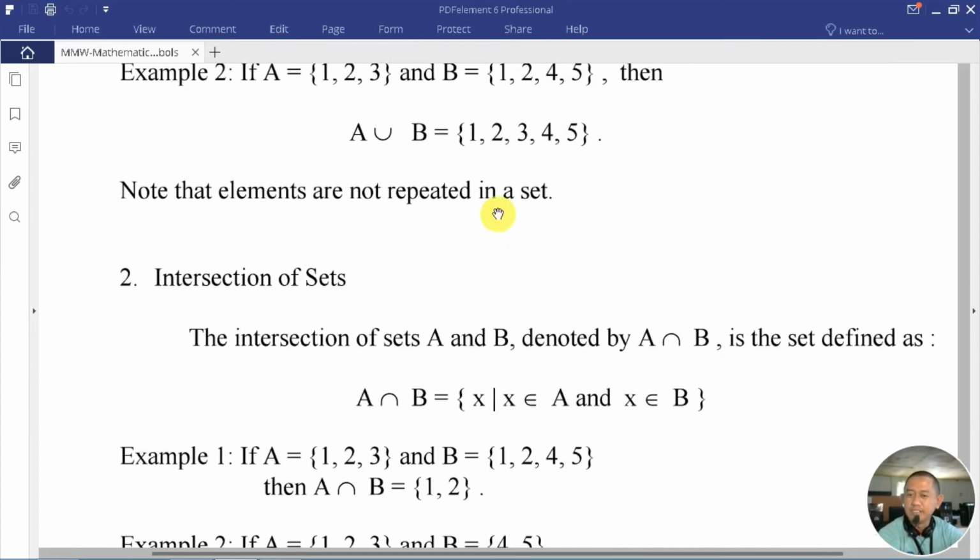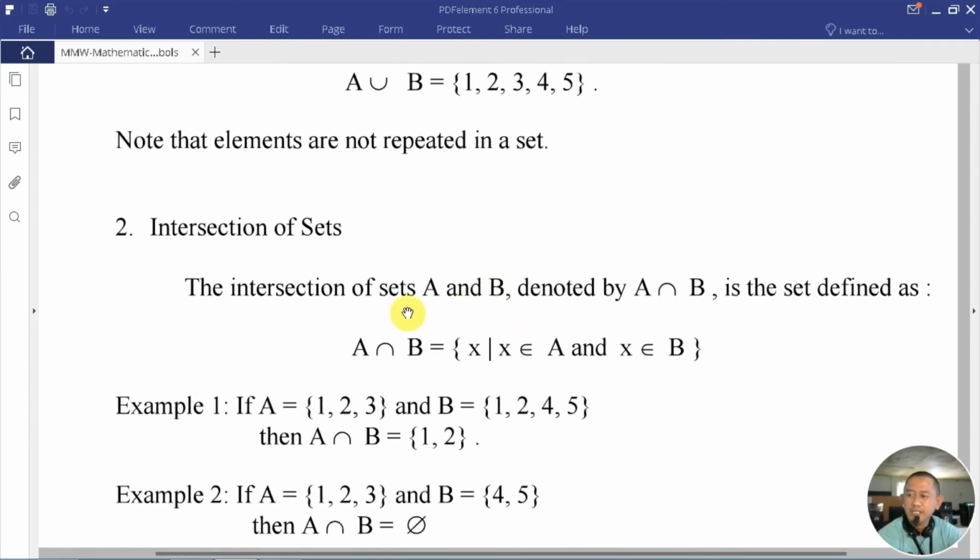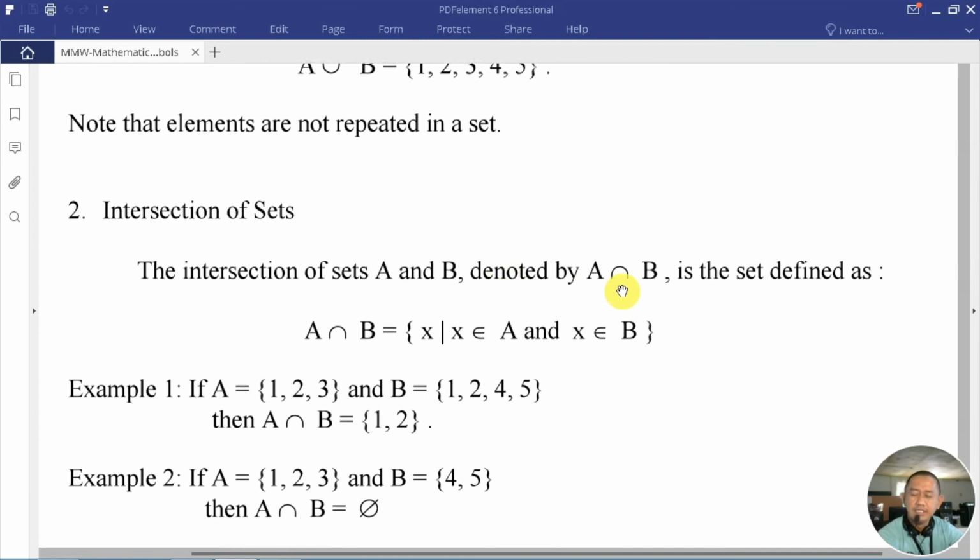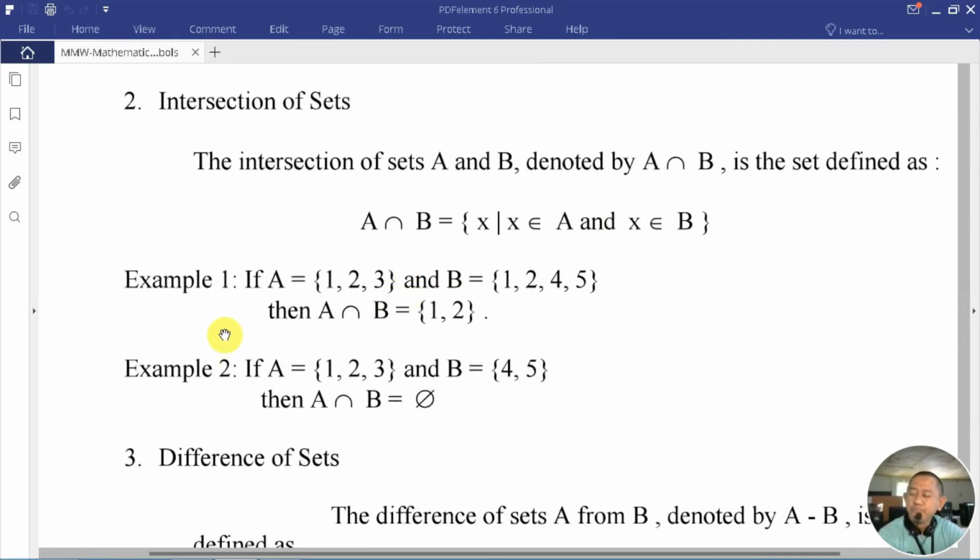The next one is the intersection. The intersection of sets, denoted by this symbol, is defined as A intersection B, whereas X is such that X is an element of A and X is an element of B. So we have two examples here. If set A has the elements 1, 2, and 3, and set B has the elements 1, 2, 4, 5.